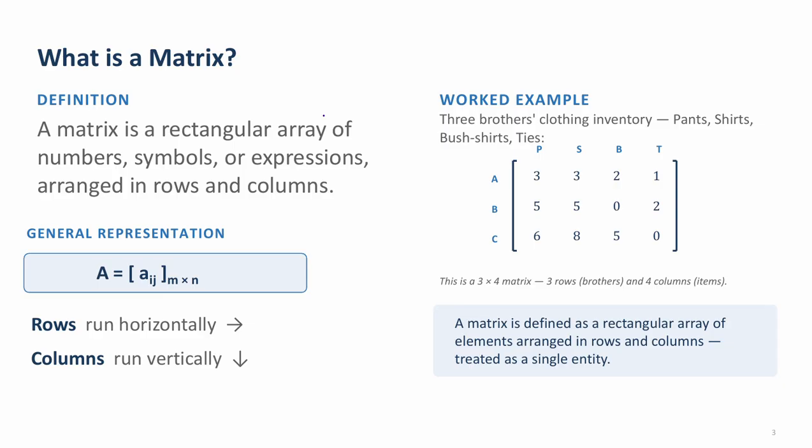This is a worked example right here. 3 brothers' clothing inventory: pants, shirts, bush shirts and ties, right? So there are 3 brothers, A, B, and C. And we have pants, shirts, bush shirts and ties right here. Fine. So this is a 3 by 4 matrix. That means that it has 3 rows and 4 columns, right? So the m×n basically depicts the total number of rows and total number of columns. So if I write 3 by 4 here, it basically means that my matrix has 3 rows and 4 columns. A matrix is defined as a rectangular array of elements arranged in rows and columns, treated as a single entity.